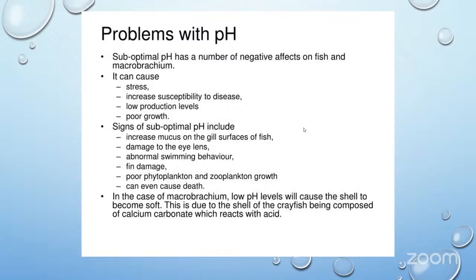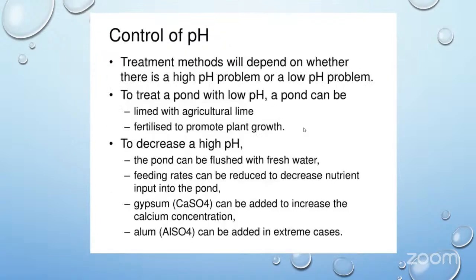In the case of Macrobrachium, low pH levels will cause the shell to become soft. This is due to the shell of the crayfish being composed of calcium carbonate, which reacts with acid.